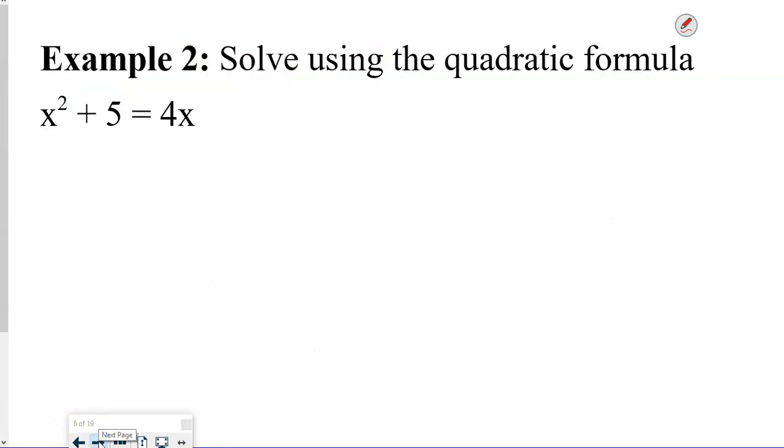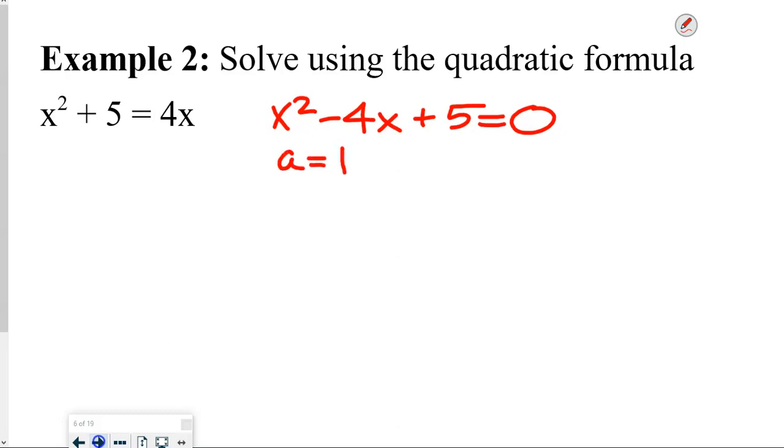All right, so now the first thing we have to do with this problem is put it in descending order. So we have to go x squared. We're going to have to move that 4x to the other side, so we're going to subtract it. And then we're going to do plus 5. And we're going to always set these equal to 0, guys. That's what's going to give us the correct a, b, and c, okay? So a here is 1, because there's a 1 in front of the x squared. B is the coefficient that is in front of the x to the first. And c is our constant.